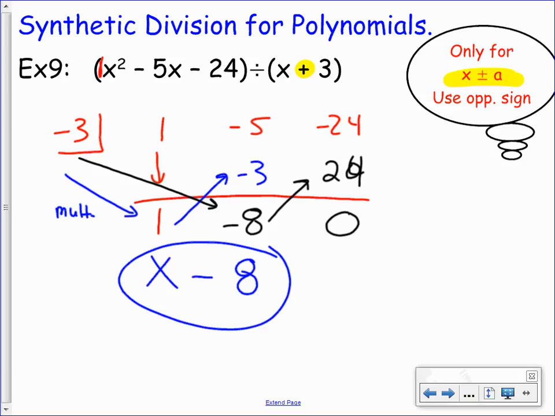Does that answer look familiar? Actually, does this problem look familiar? Which problem was this? This was example 5.